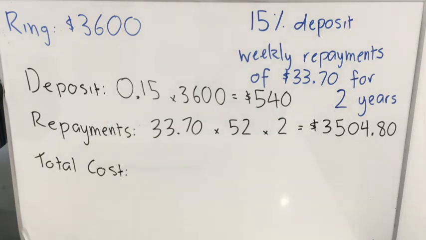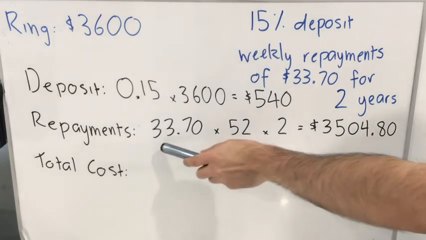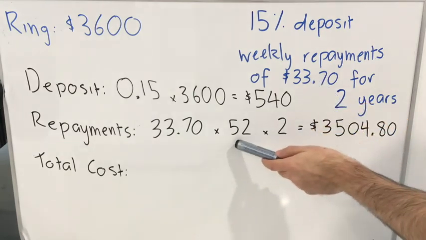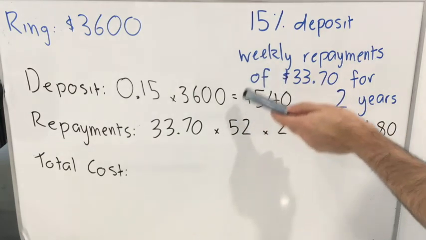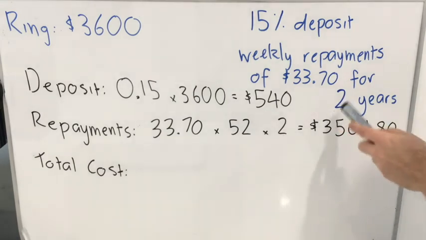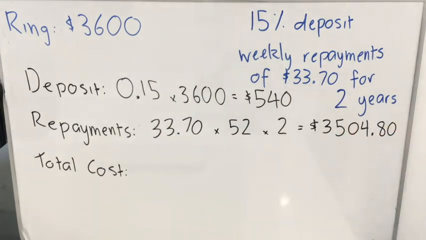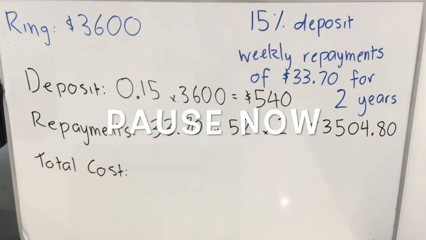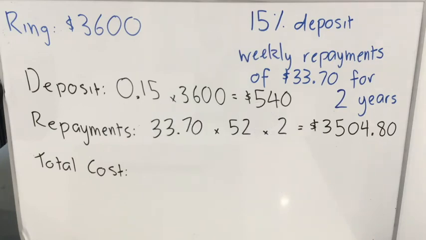There are 52 weeks approximately in a year. For the purpose of all maths questions that we do, we assume there are 52 weeks in a year. So it's our repayment amount times the number of payments per year. If you're paying every week, that means you're paying 52 times a year, and it's for 2 years. So you end up making repayments of $3,504.80. Final step, look back to your notes if you've forgotten, work out the total cost of this engagement ring.